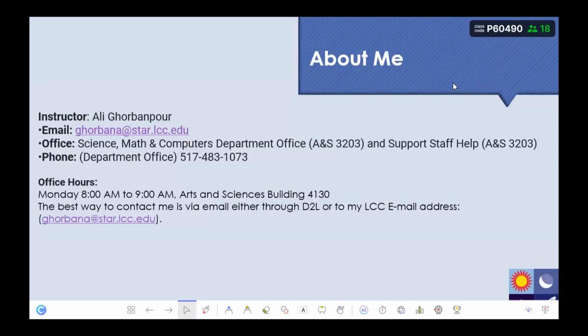And my email address is horban@start.lcc.edu. I don't have an office in this building, but my office is in the TLC building. If you need to reach out to me, you can go to the Art and Science Department office, which is located on the third floor, and you can leave a note with the support staff available in this building on the third floor.